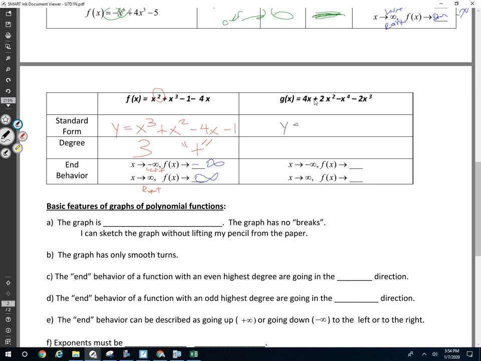Mine are ugly. Now, this equation, g of x, please write it in standard form. Then please identify the degree, the most important number, the x to the power, which will dictate the shape of this polynomial where we look at the ends.